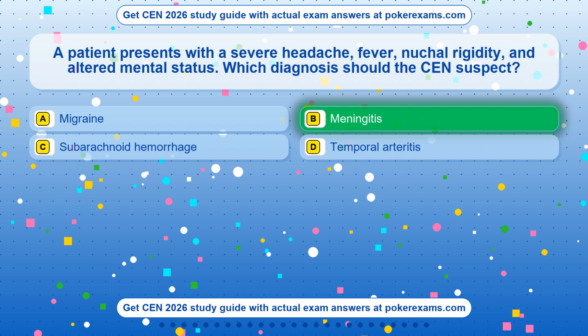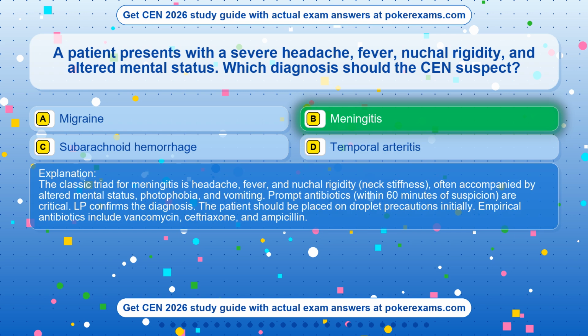Meningitis. The classic triad for meningitis is headache, fever, and nuchal rigidity, neck stiffness, often accompanied by altered mental status, photophobia, and vomiting. Prompt antibiotics, within 60 minutes of suspicion, are critical. LP confirms the diagnosis. The patient should be placed on droplet precautions initially. Empirical antibiotics include vancomycin, ceftriaxone, and ampicillin.